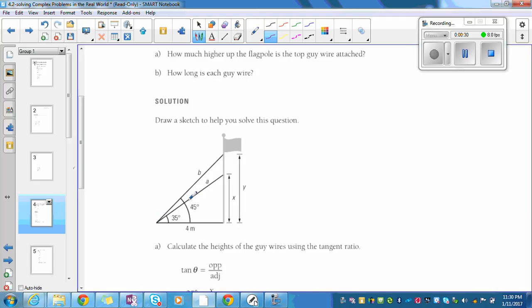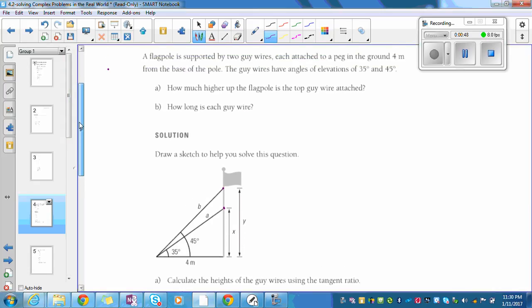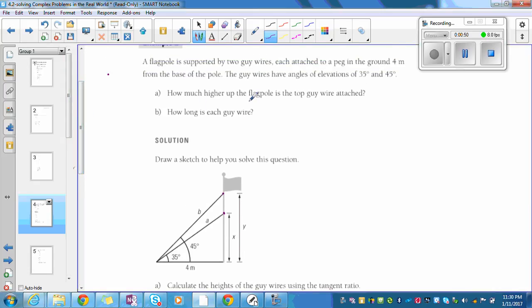So the guy wires that are attaching to this flagpole attach a little lower if you have the angle of elevation of 35 and a little bit higher if you have the angle of elevation of 45. The question that comes into play, it says, how much higher up the flagpole is the top guy wire attached, and how long is each guy wire?